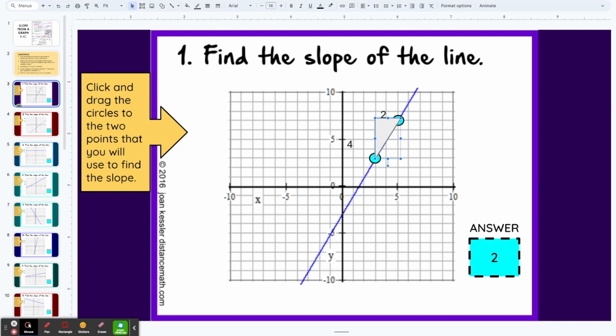Well, what's 4 over 2 simplified to? 4 divided by 2 is 2. That's how we got the answer of 2. So let's look at the next problem where it's not given to us.